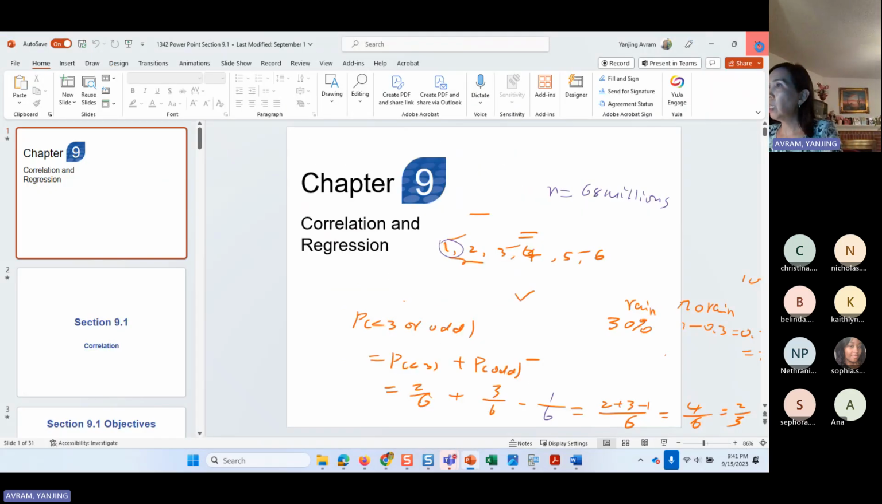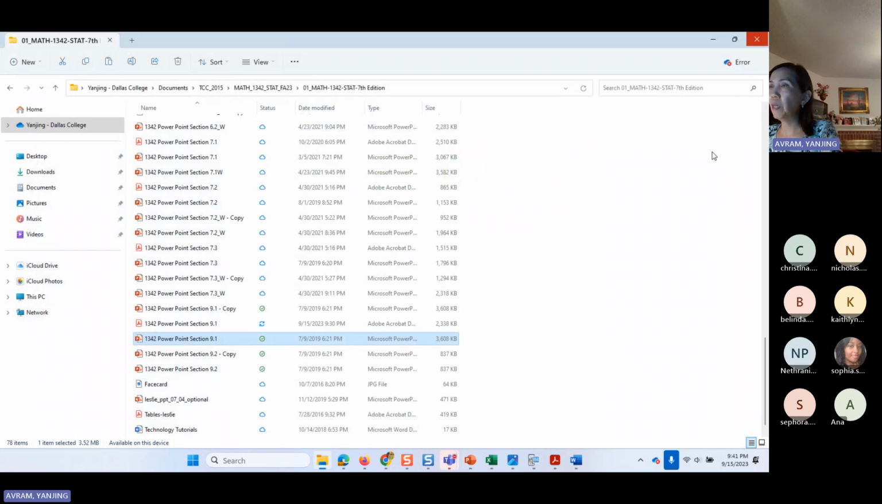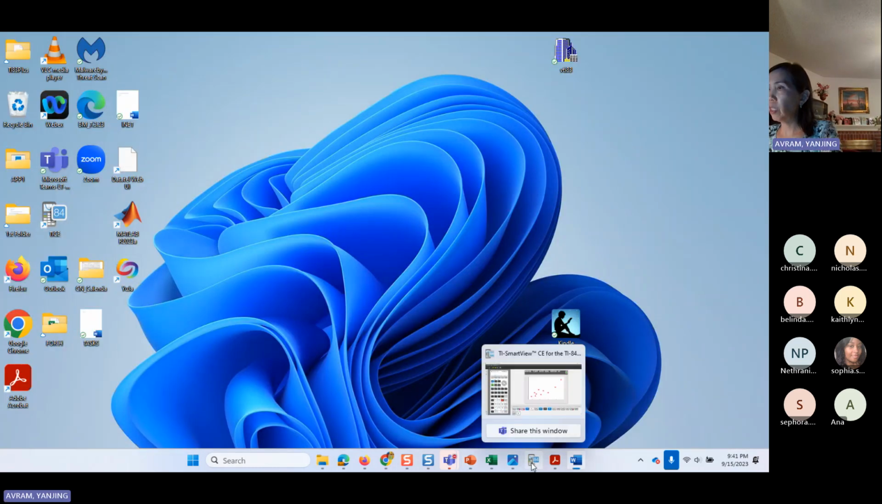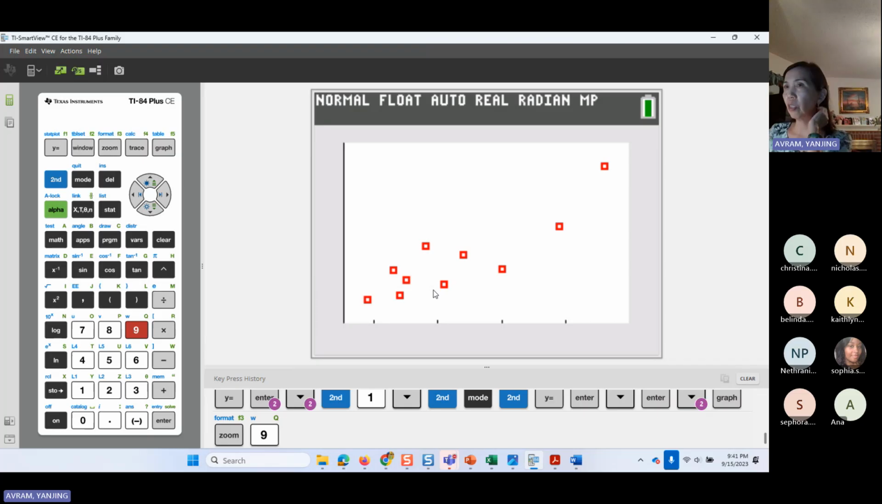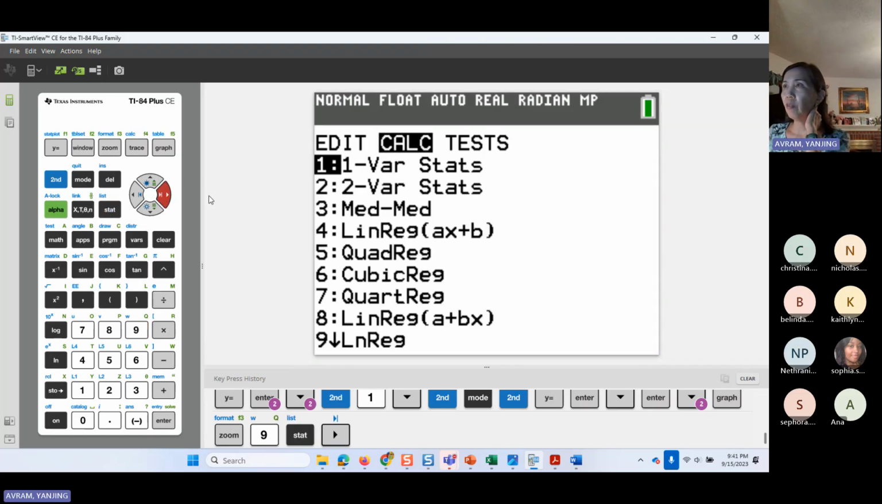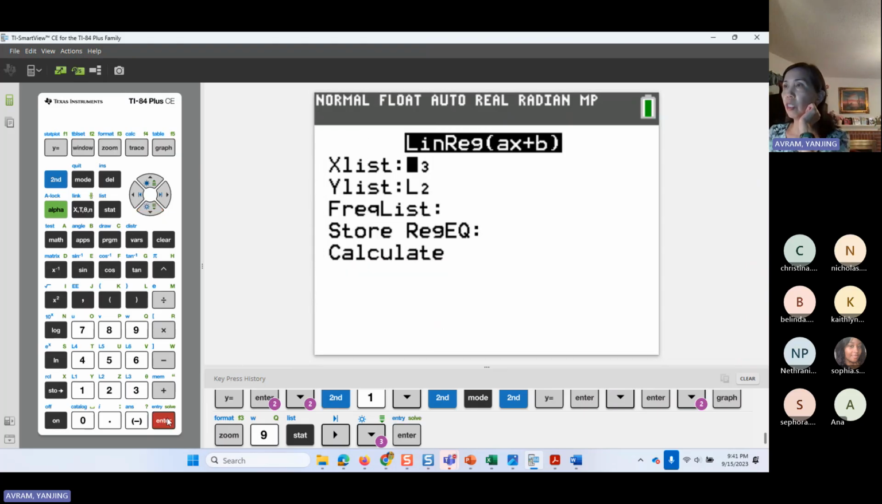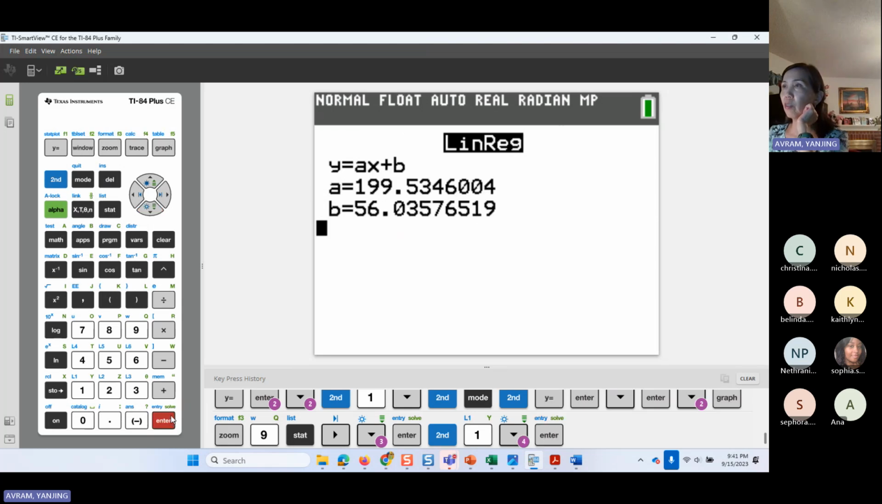We're going to go to the calculator and find R. All right, I have this in here. I go to STAT, CALC, calculation. We're going to use number 4, linear regression equation, because that's the one we're going to use for the linear. My X list should be L1, okay, and my Y list is L2. All right, so we're just going to go ahead and hit calculate.